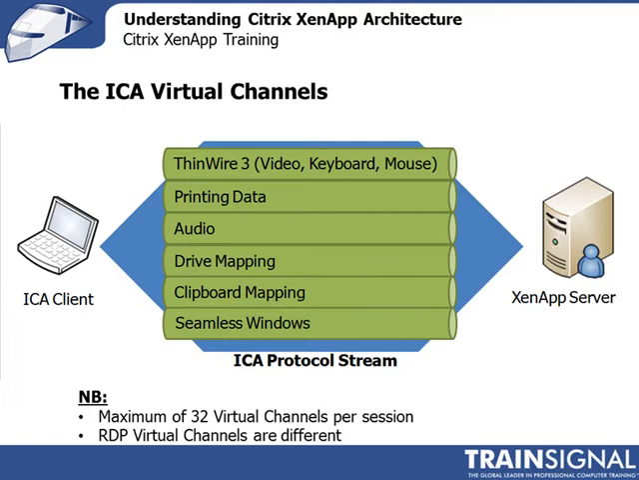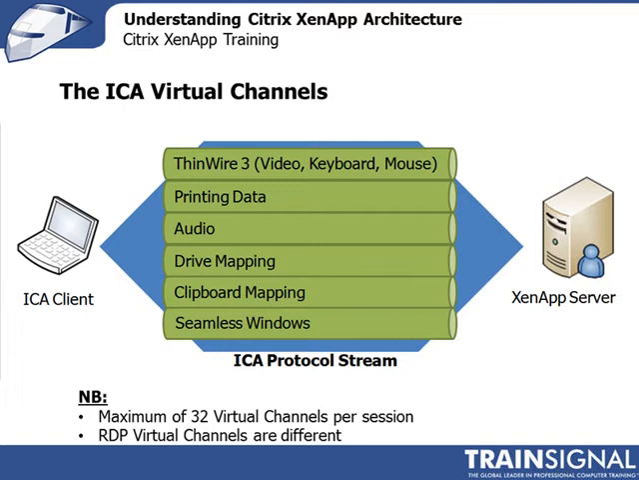Now, within the ICA protocol, you can have a maximum of 32 virtual channels per session. And keep in mind, one thing is very important here. The RDP virtual channels, because RDP, the Microsoft protocol that's equivalent to ICA, also has a set of virtual channels, but they are different from the ICA channels. What I've listed here is just a sample of the types of ICA virtual channels that are available, that can be encapsulated within the ICA packet and sent over the wire.